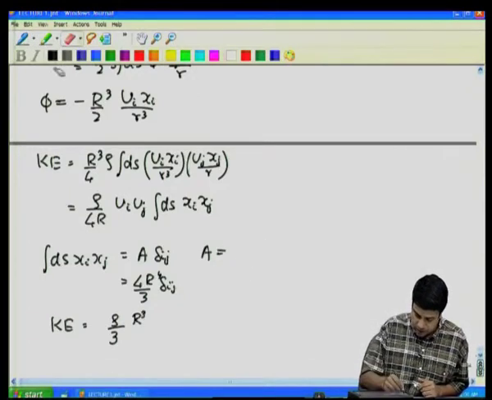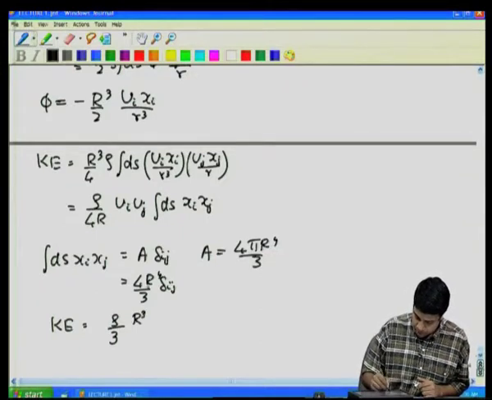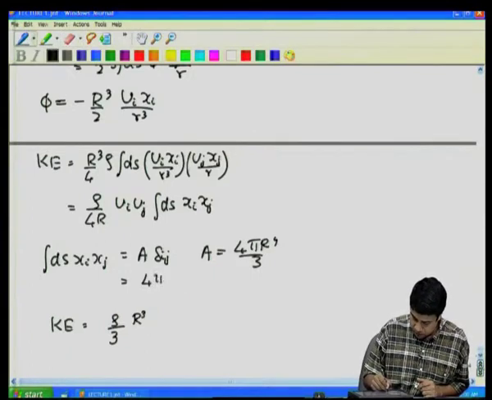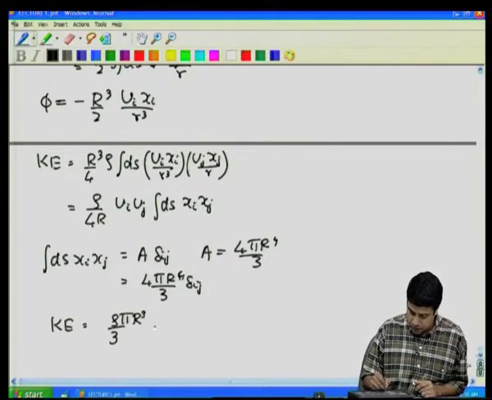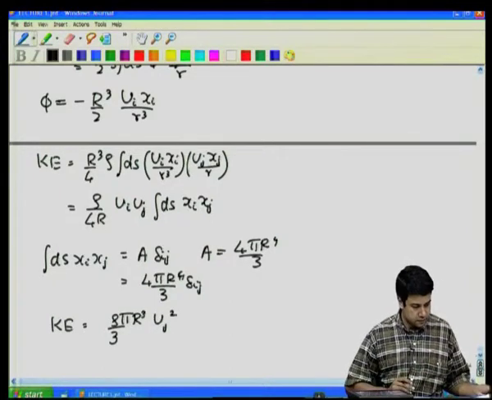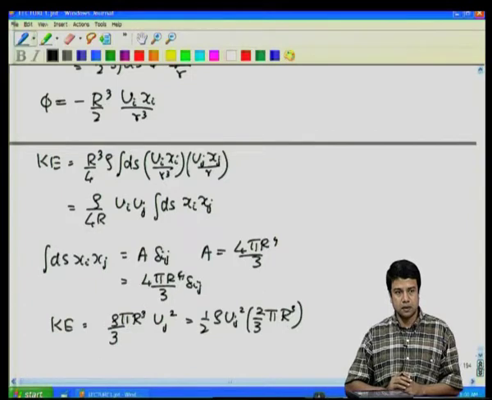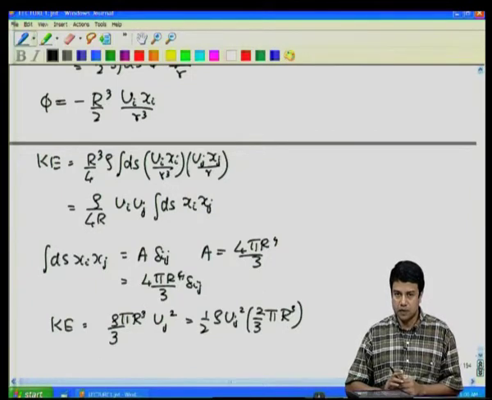This becomes 4 pi r cubed square. Okay. Is equal to half rho u j square into 2 by 3 pi r cubed. Okay. Half rho u square into 2 by 3 pi r cubed.